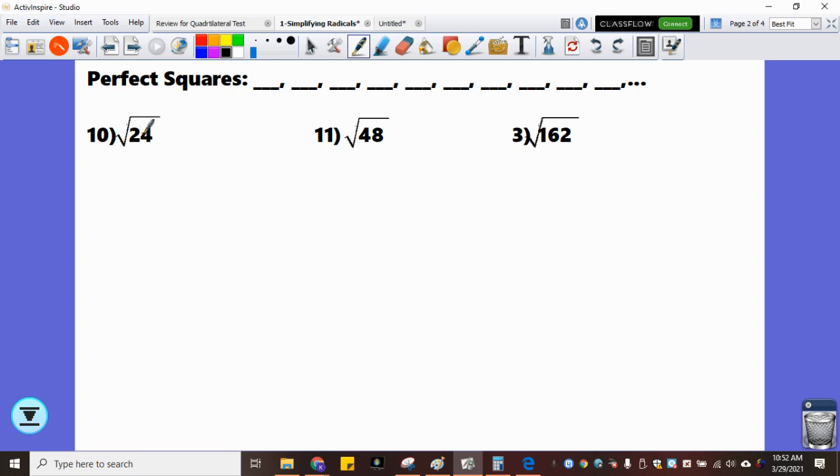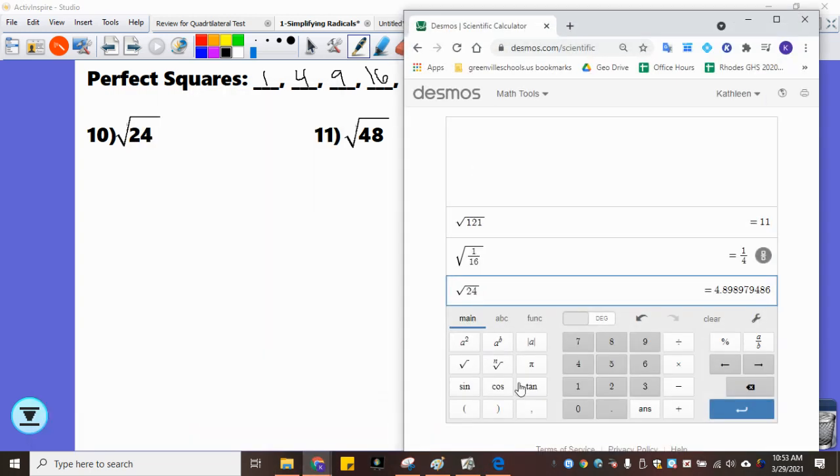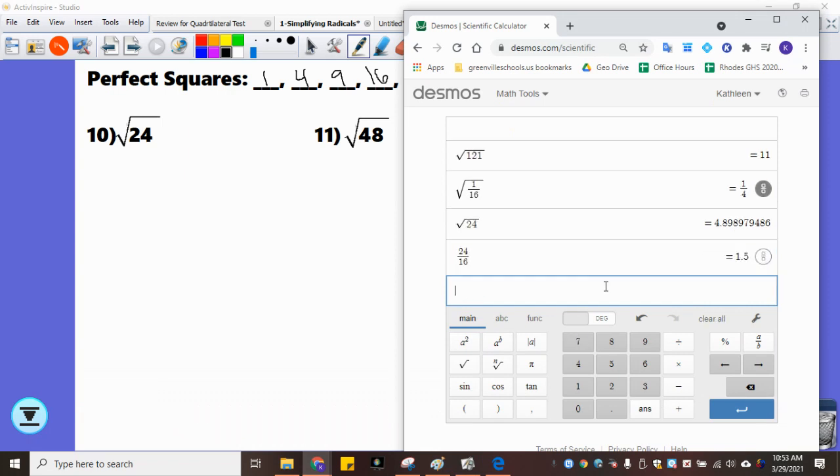So we need to find the biggest perfect square that goes into 24. What is the biggest perfect square that goes into 24? It can't be 25 because that's one higher. Does 16 divide 24 easily, like nicely? What's 24 divided by 16? Is it a nice number? No, it's a decimal. So then you go to 9.